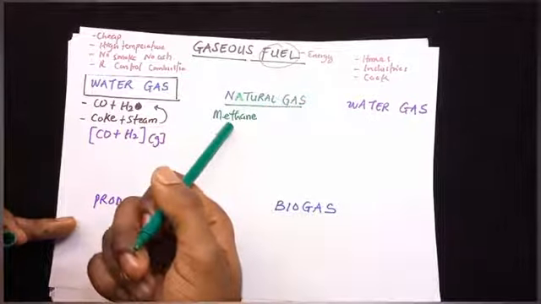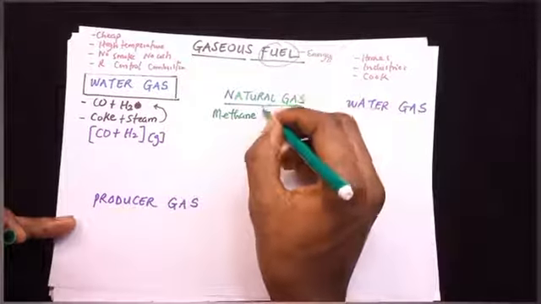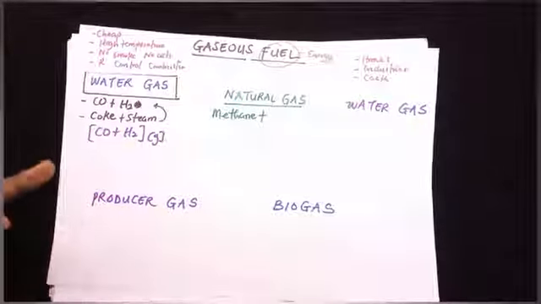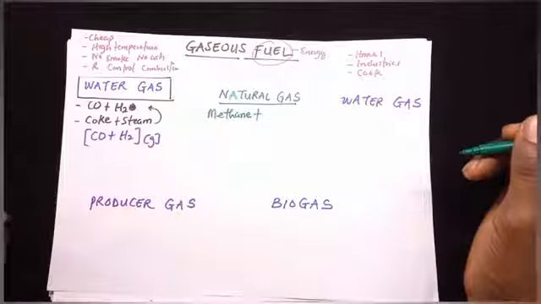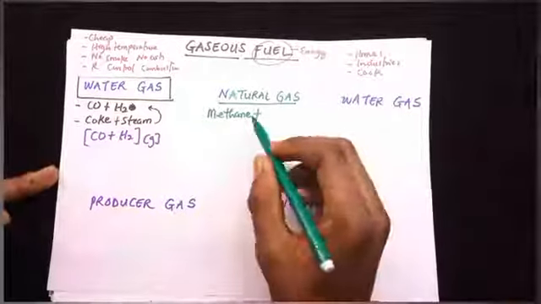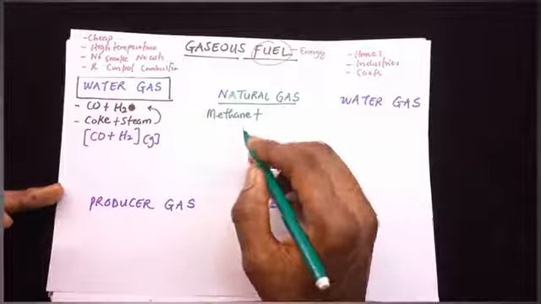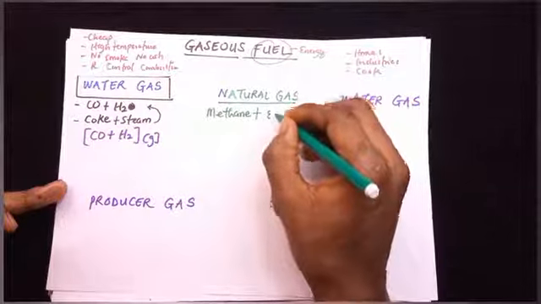Methane is the first member of the alkanes in your organic chemistry. I'm sure you remember organic chemistry. If you don't have a good knowledge of organic chemistry, we're going to do a video on homologous series. You can check that out so that you get your organic chemistry straightened out. So natural gas is a combination of methane and ethane.